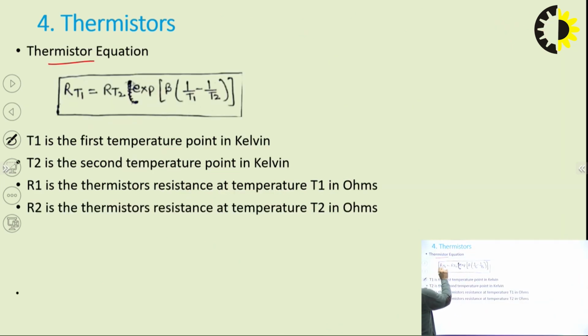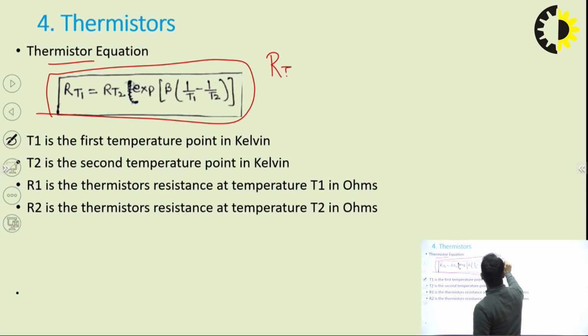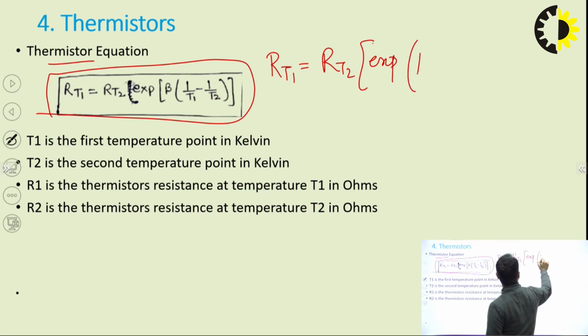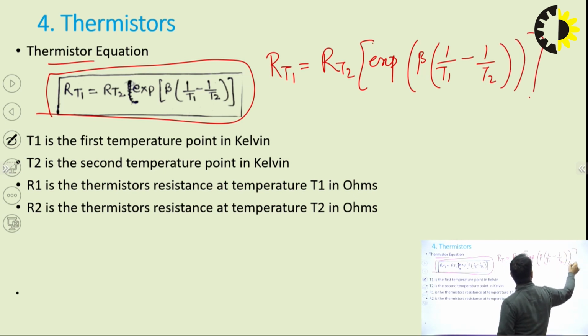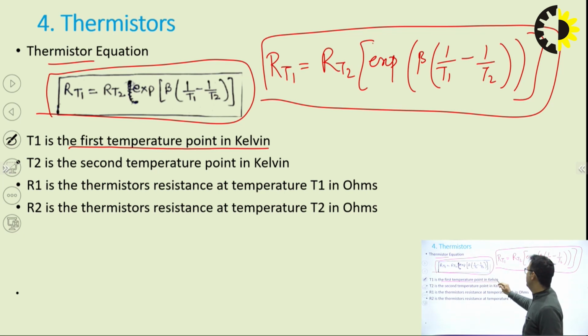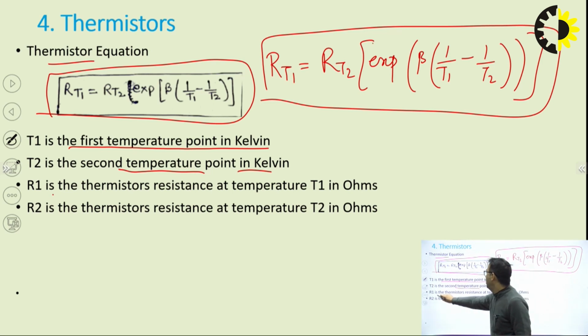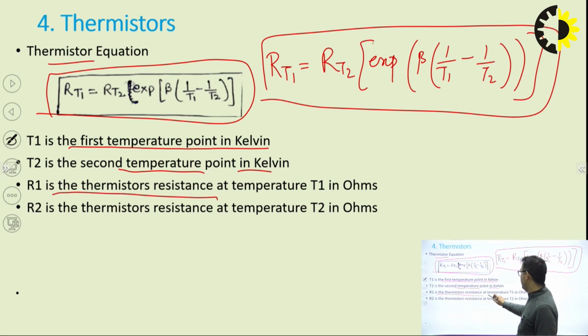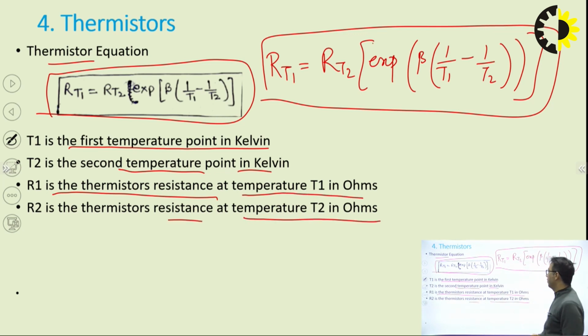How is their resistance related to the temperature? This is related by this formula: R1 is equal to R2 exponential beta (1 upon T1 minus 1 upon T2). Again, this is a non-linear relationship between resistance and temperature, where T1 is the first temperature point in Kelvin, T2 is the second temperature point in Kelvin, R1 is the thermistor resistance at T1 temperature, R2 is the resistance at T2 temperature.